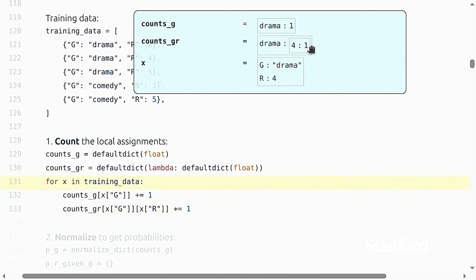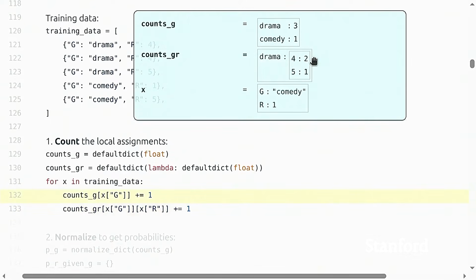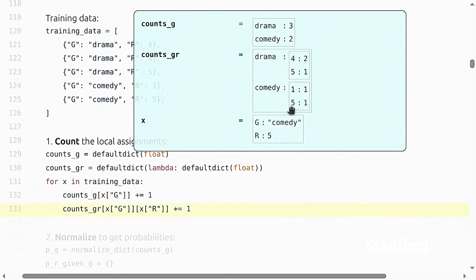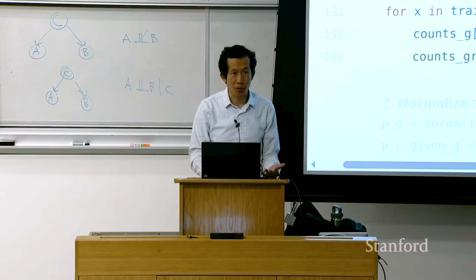Okay, so another example, I get drama 4, and so I get another drama that's now drama 4 is twice. I get a drama 5, so now there's 3 dramas, and 5 shows up once. Now I get a comedy, and for comedy, I'm going to keep track that comedy was rated 1 one time, and then there's 2 comedies now, and the second comedy was rated 5. Okay, so this is just counting. And now I get to normalize.